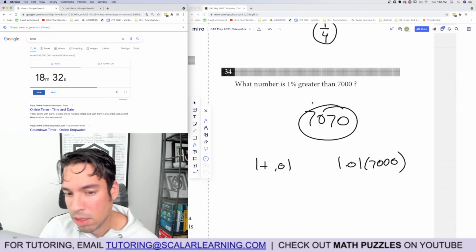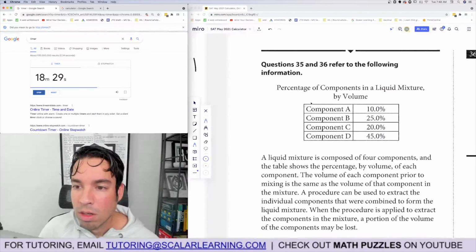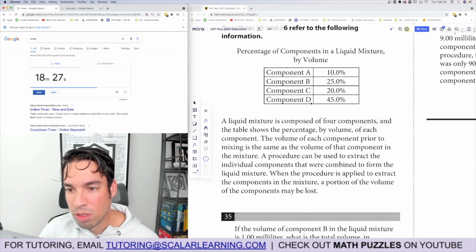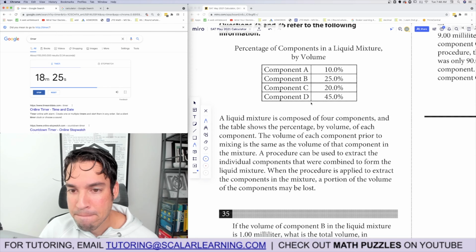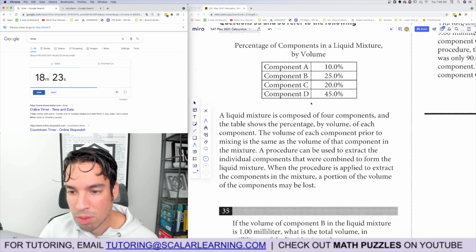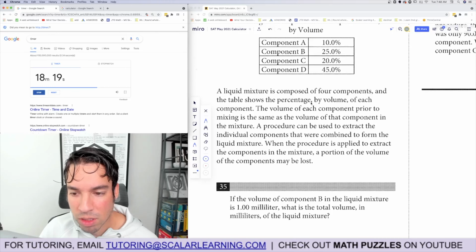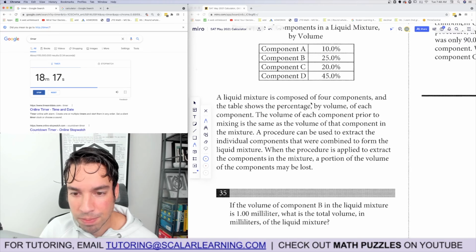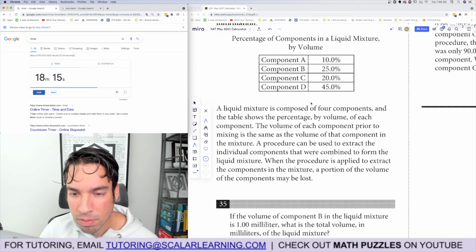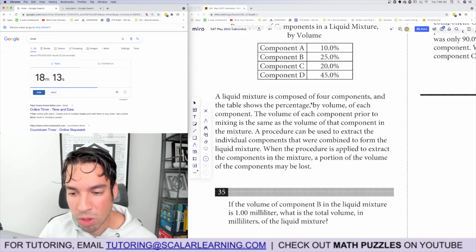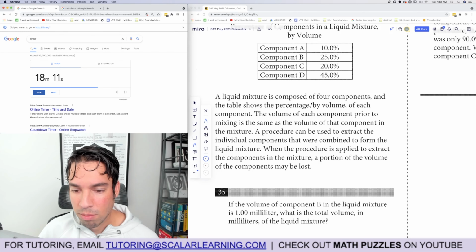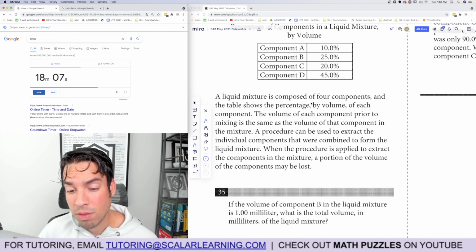Okay, we got 18 minutes, plenty of time. All right, two-part question. Percentage of components in a liquid mixture by volume. Component A, percentage of components, so 10%, 25%. All right, a liquid mixture is composed of 4 components. Okay, so I guess they're different components. The volume of each component prior to mixing. Okay, so the volume doesn't change.